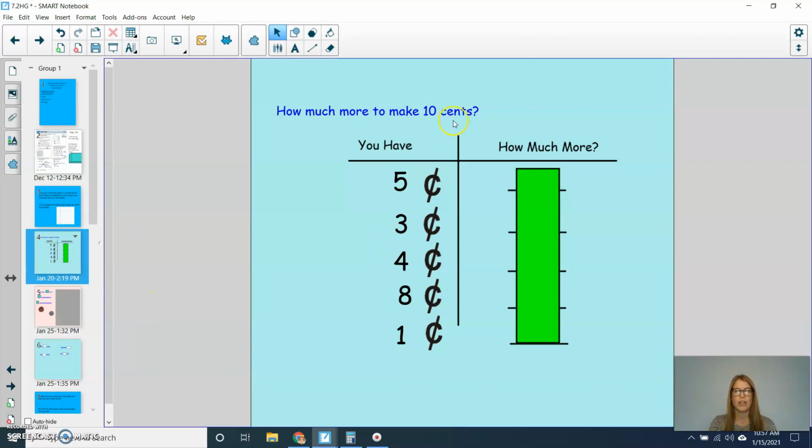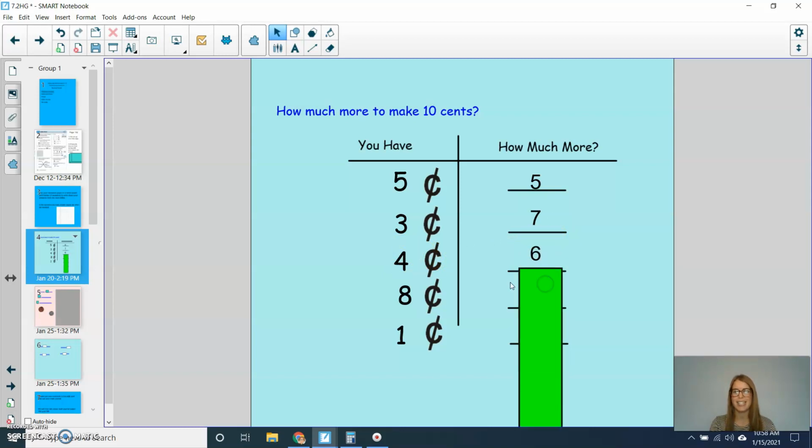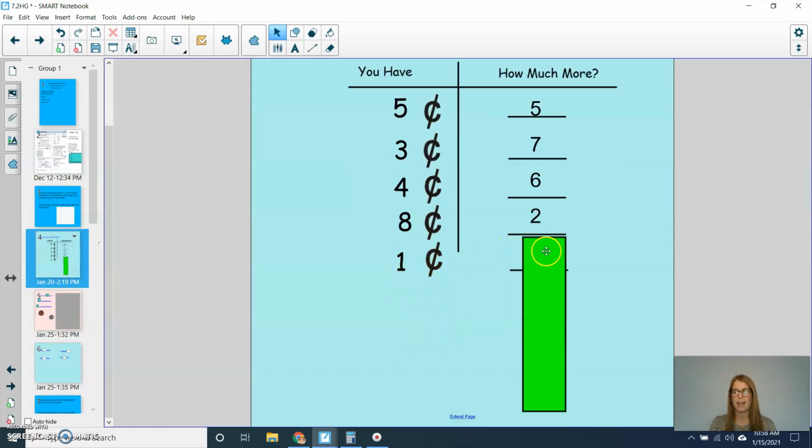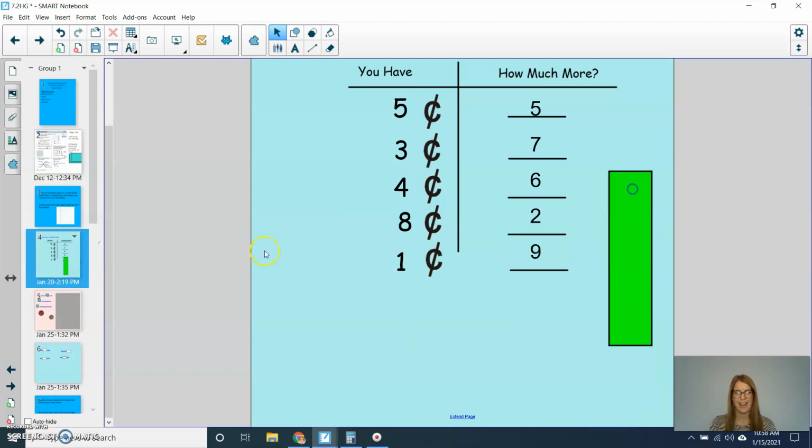So first question, if we're thinking about 10 cents, how much more would you need if you were at 5 to get to 10? You would need 5 more cents. If you were at 3 cents, how much more to get to 10? You would need 7 cents. If you were at 4, how much more to get to 10? You should have said 6. If you're at 8, how much more to get to 10? 2. And if you're at 1 cent, how much more to get to 10? 9.